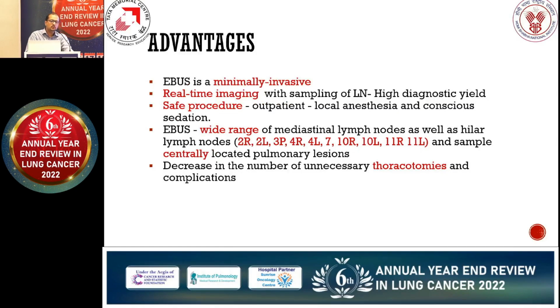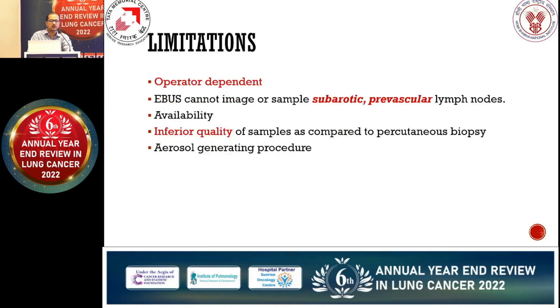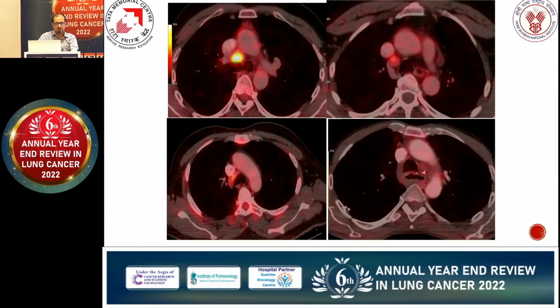So the advantage of EBUS is it's minimally invasive, real time, safe, wide lymph nodes can be targeted, and it decreases unnecessary thoracotomies and complications. The limitations are, it is more operator dependent because it's ultrasound guided. EBUS cannot image or sample subaortic or prevascular lymph nodes. The image quality is poor as compared to percutaneous biopsy, and it is an aerosol generating procedure.